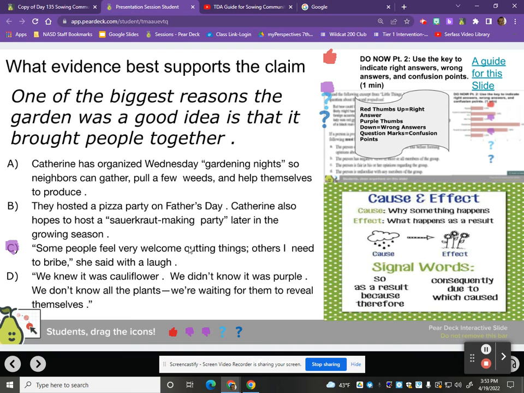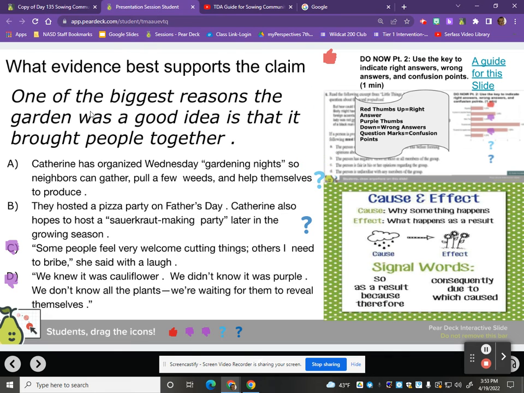We knew it was cauliflower. We didn't know it was purple. We don't know all the plants. We're waiting for them to reveal themselves. Well, the ones being revealed are not people. They are plants. So I know C and D are wrong as ever. Now, which one? I'm not sure.